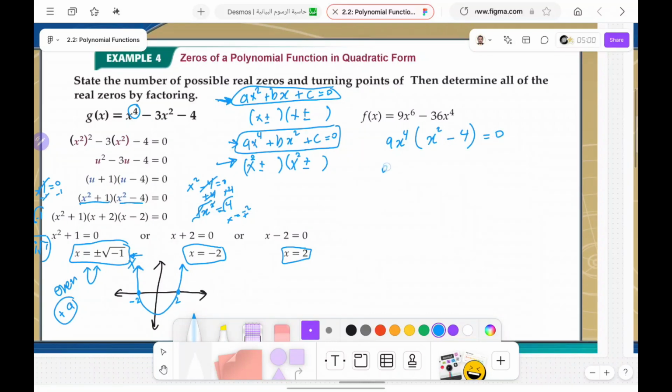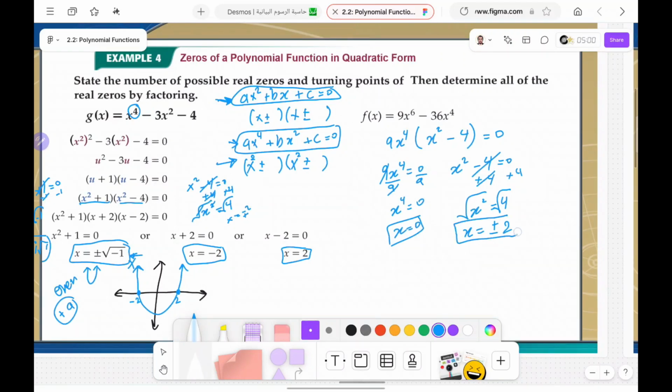Now take the first term, 9x to the power of 4 equals 0, and take the other term, x squared minus 4 equals 0. For the first term, we divide by 9, so 0 divided by 9 is 0. So x to the power of 4 is 0, which means x is equal to 0. Here, we plus 4 for both sides, so x squared equals 4. We use the square root for both sides, so x is equal to positive or negative 2. Okay, so I have 3 zeros. Now if I need to graph the function, do the sketching, start by plotting the zeros.